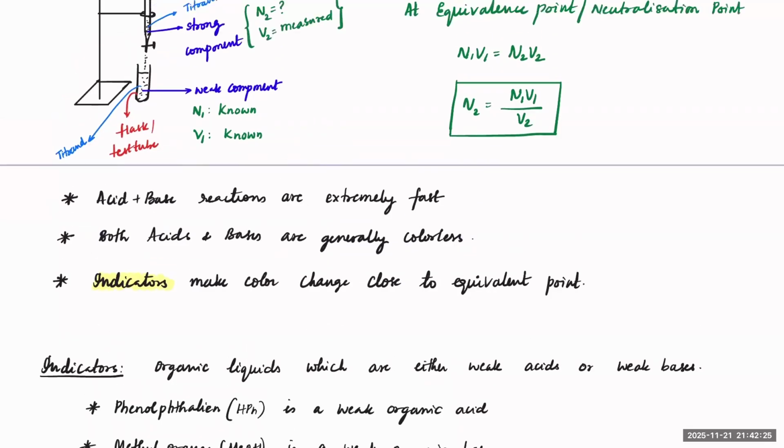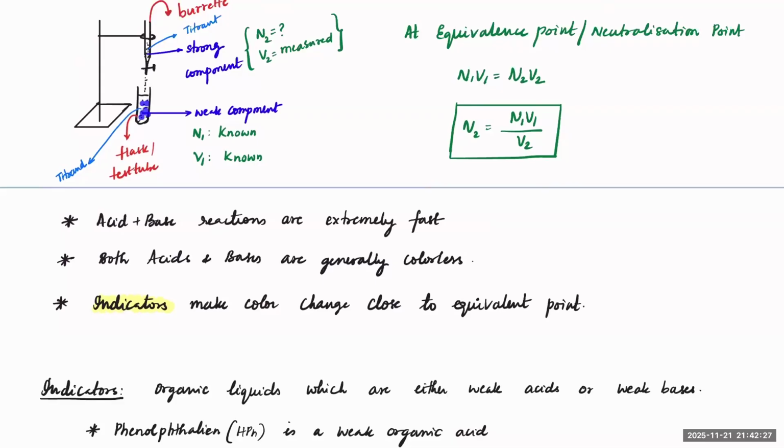In such a case, we need to add some composition here which will make a color change, especially at the neutralization point. That means when you reach the neutralization point, when the number of equivalents of acid and base becomes almost equal, at that point there must be a color change. And if you are able to get that color change, we call it an indicator. Correct? So that small thing which you add to this flask or test tube is what we call an indicator.